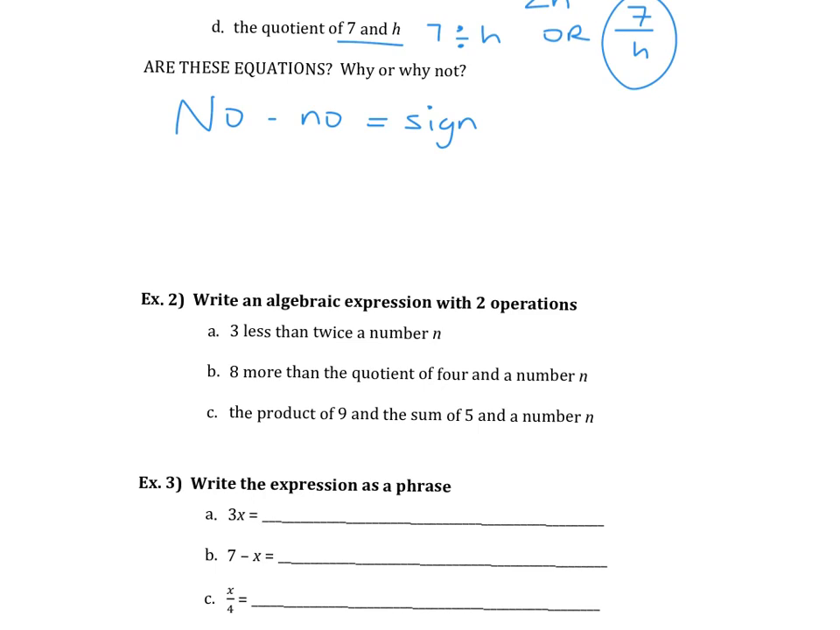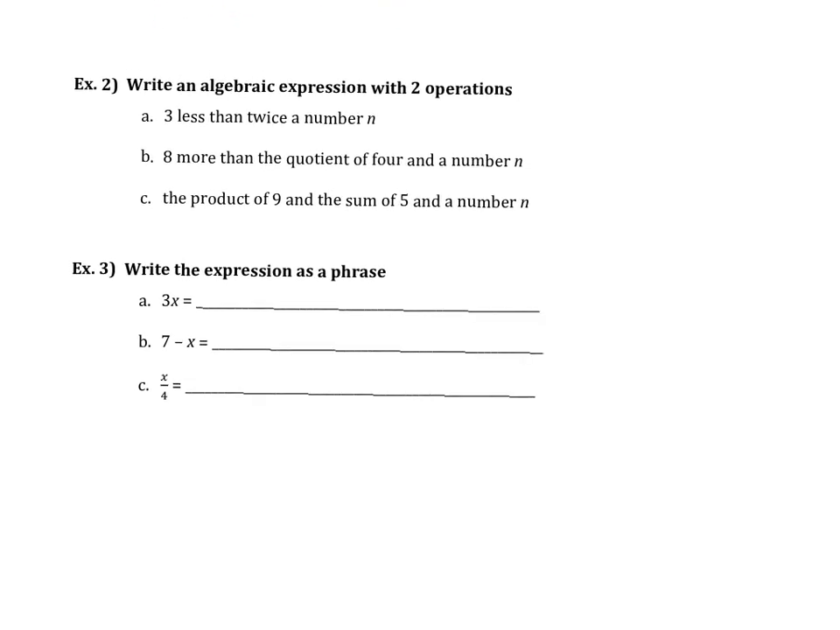Okay, so sometimes they're gonna throw in an extra operation. There will be addition and subtraction, or addition and multiplication, or division and subtraction, right? So when we do these, it says write an algebraic expression with two operations now. You gotta be a little bit careful here, okay? Look at this letter A. 3 less than twice a number n, okay? Try to write that down as an expression right now, and we'll see if you got the right one. So 3 less than twice a number n.